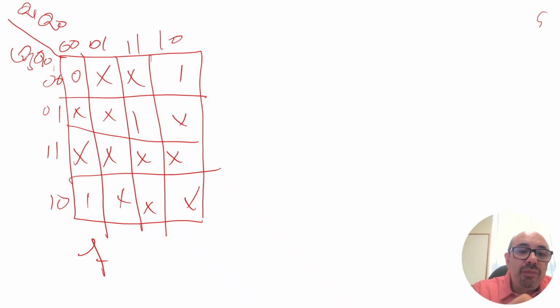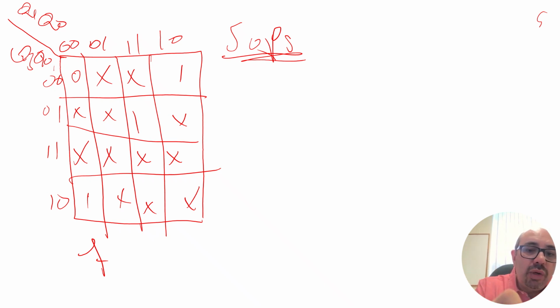what we will get from simplifying using the sum of products will be the same as what we get from simplifying using the product of sums. And I will show you this. Let us start with the sum of products. For the sum of products, I will use the ones, and this is the reasoning. So I will look at the ones.